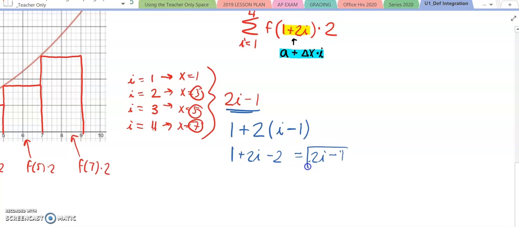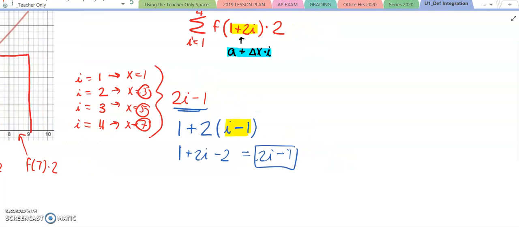You still get 2i minus 1. So the moral of the story here is that for a left Riemann sum, we can essentially perform what we think of as a transformation, where we are just moving the i value and subtracting it by 1 delta x value in order to create the summation notation. So that summation notation would go from i equals 1 to 4 still, because that's going to be 4 rectangles.